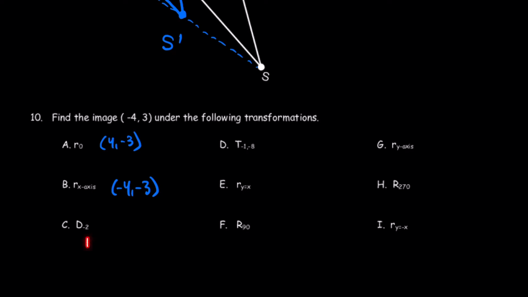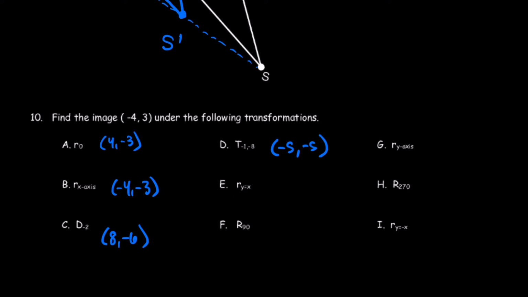Dilation of scale factor -2 means you multiply by -2. So I have to multiply both of those by -2. A little bit challenging. You have to change the sign. So that'd be (8, -6). Translation means you add. So I add -1 to -4, and I add -8 to a +3. So -4 and a -1 is -5. A 3 and a -8 is also a -5.